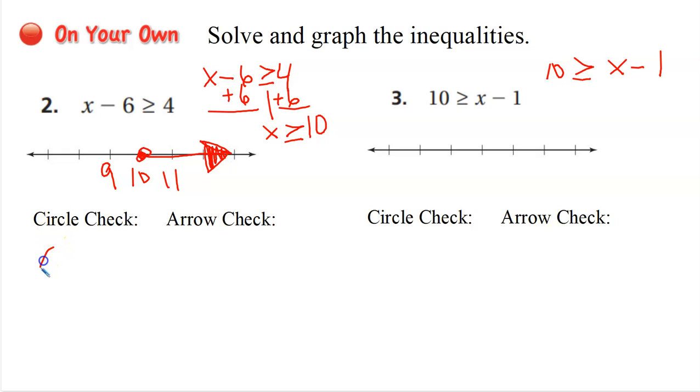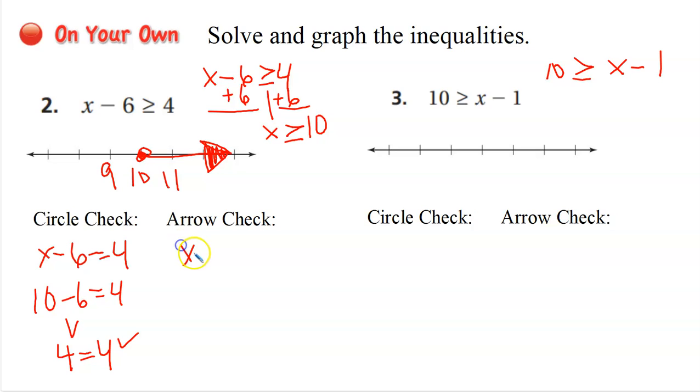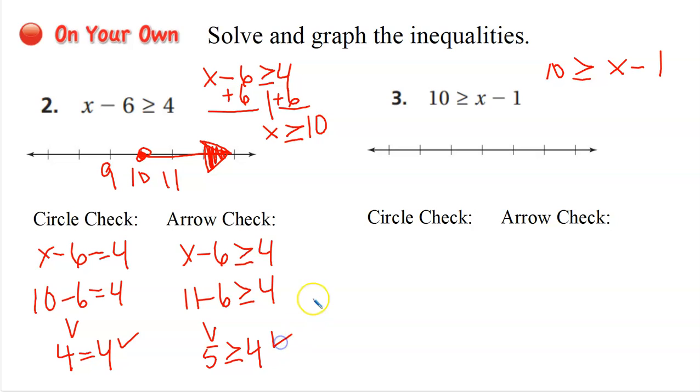For my circle check, I do x minus 6 equals 4. I'm going to plug in the number where my circle is, 10 minus 6 equals 4, and then I get 4 equals 4, check. Here's my arrow check. I'm just going to pick 11 because I can see it's under the arrow. So I do x minus 6 is greater than or equal to 4. I plug in 11. 11 minus 6 is greater than or equal to 4. I get 5 is greater than or equal to 4. Check. My arrow goes the right way.